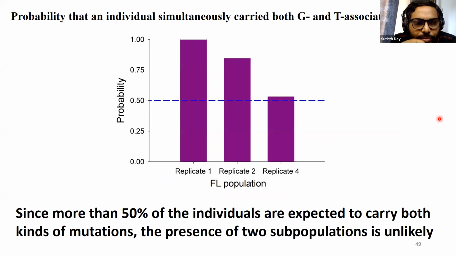And we actually found, so these are for the 3 replicates, that in all 3 replicates, more than 50% of the individuals are expected to carry both mutations simultaneously. So based on this data, we can say that here we don't have subpopulation evolution. Here, each individual has actually been able to evolve the ability to take care of both kinds of targets.